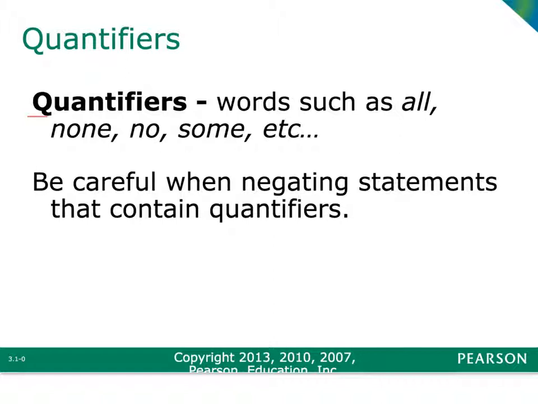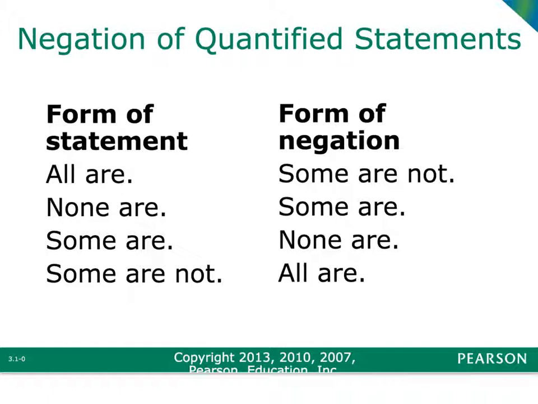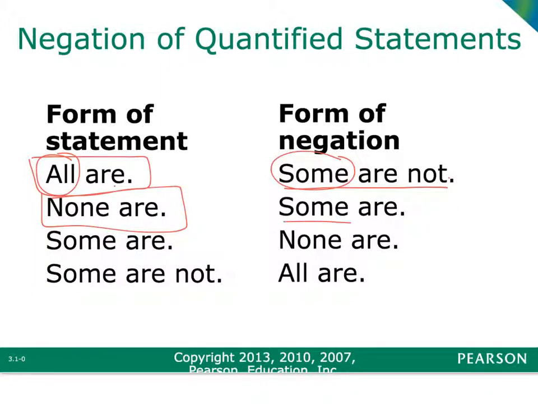Quantifiers think about quantity. Words such as all, none, or some are examples of quantifiers. You have to be careful, because when you negate a statement that uses a quantifier, it will affect the quantity. If I said all of my students are brilliant, and I wanted to negate that, the negation would say some of my students are not. Notice, instead of all, we went to some, and instead of are, we went to are not. None of my students are happy. Some of my students are. Notice the none went to some.